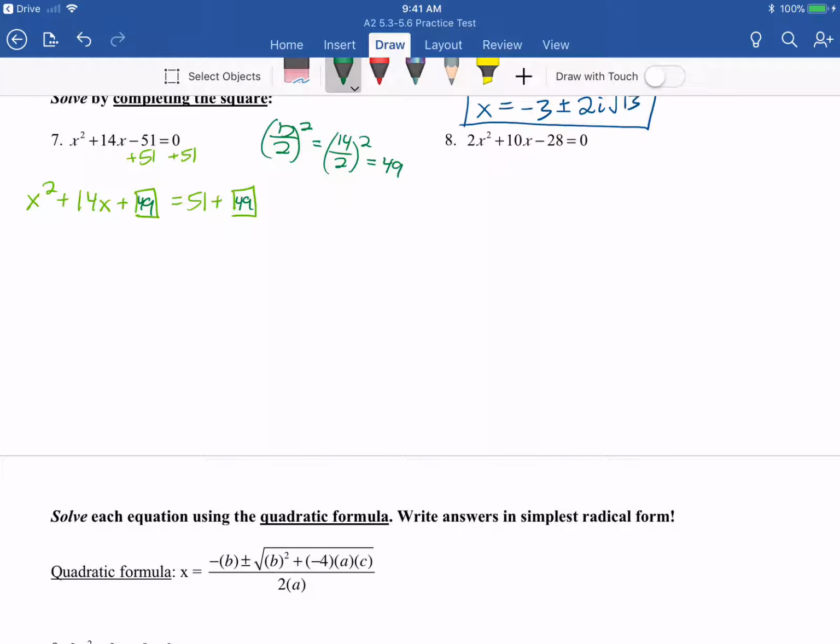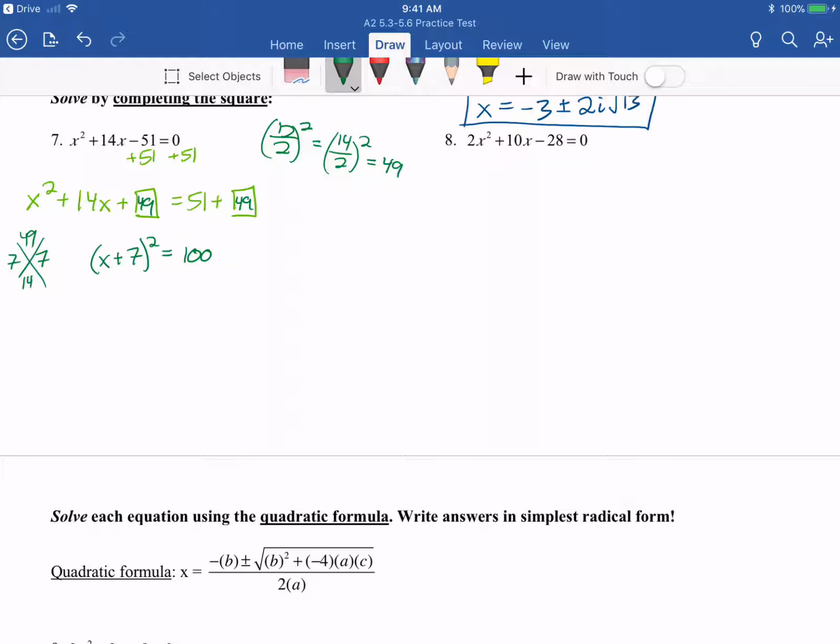All right, so now you have to factor this left-hand side. So I factor it by putting 49 on the top, 14 on the bottom. The reason why we added 49 and not any other number in the whole wide world is because 7 times 7 gives me 49, and it adds to give me 14. So this guy becomes x plus 7 squared equals 51 plus 49 is 100.